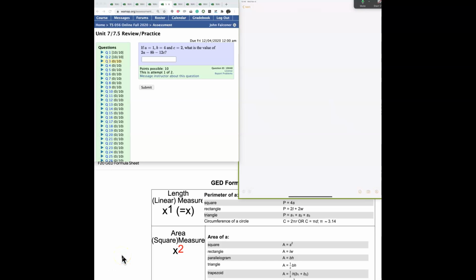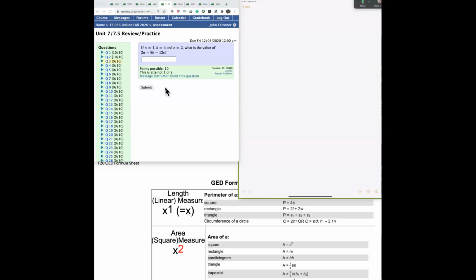We're just continuing with this review, TS 056, review of the second unit in the term. What we're looking at this time is a substitution problem. If A is equal to 1, B is equal to 4, and C is equal to 2, what is the value of 2A minus 8B minus 12C?